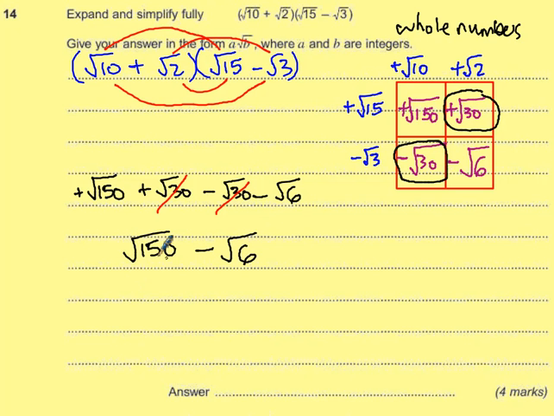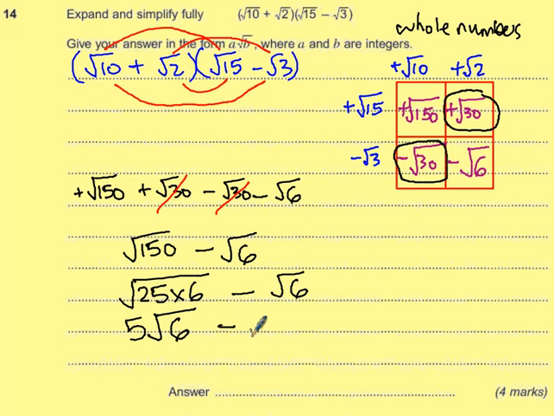Now we're looking to see if we can find a square number that divides exactly into 150, and there is one, which is 25. So 25 times 6 is 150. Let's still subtract the square root of 6. Now the square root of 25 is 5, so we can take 5 outside our square root. So 5 root 6 subtract the square root of 6 gives us our answer of 4 root 6.